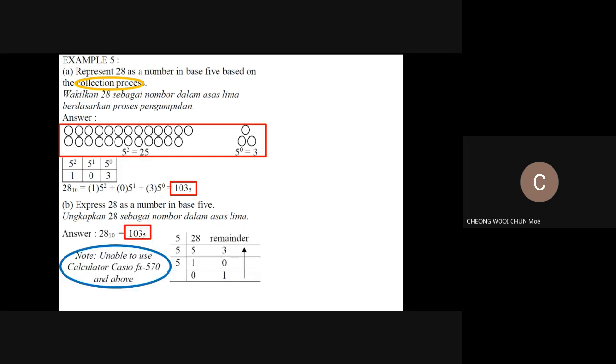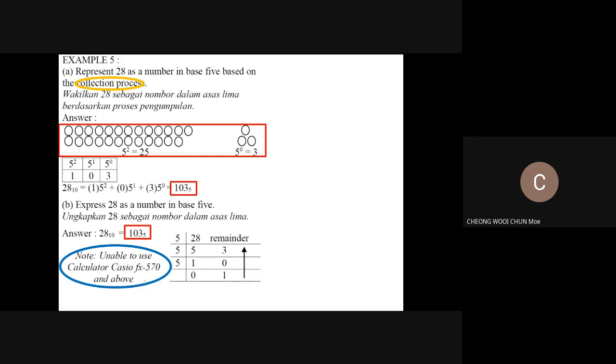Then if you want to express 28 as a number in base 5, you divide everything by 5. So 28 divided by 5. I know 5 times 5 is 25. So 28 minus 25, remainder is 3. Then divide by 5 again. 1 times 5, you get 5, so remainder is 0. And then divide by 5 again, because 1 is less than 5, the quotient must be 0. Ending must be 0. 0 times 5, you get 0. So remainder 1 minus 0 is 1. So answer 103, from bottom to top.